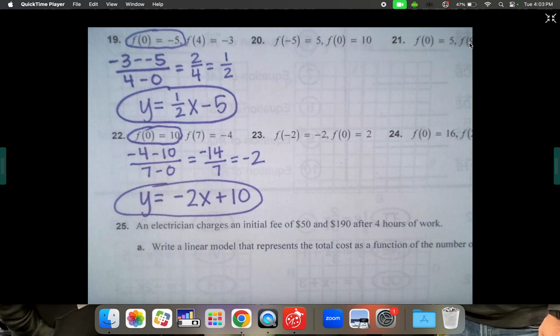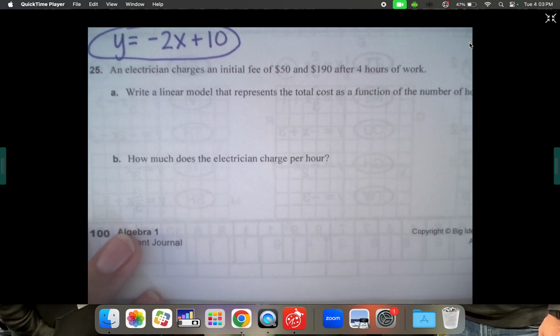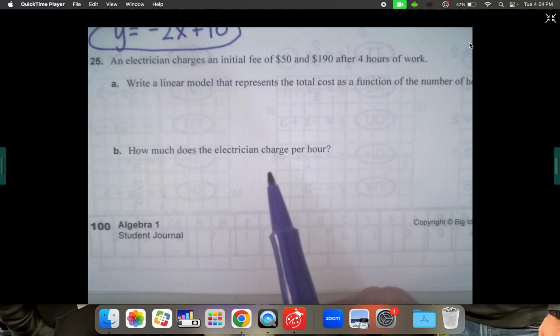All right. I should really let you do number 25 on your own. This should already make sense to you based on our other word problems, but since I am not there helping you right now, I will go ahead and do number 25 with you. But I would love for you to pause the video and see if you could do it on your own first. And then if not, you can rely on me a little bit.